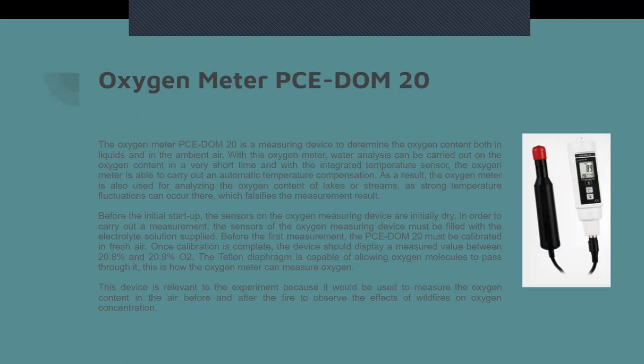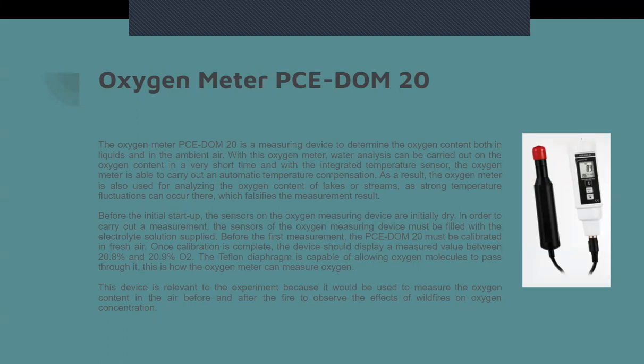Strong temperature fluctuations are something we're going to have to deal with in wildfires, depending on how close we are with each measurement. When we're taking 3 measurements, we're not going to have the exact same temperature every time. This device does require some calibration before we start testing.